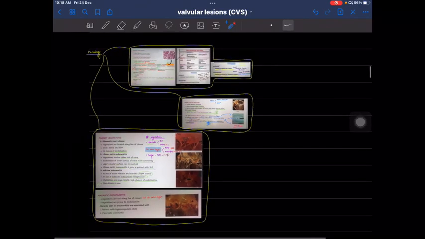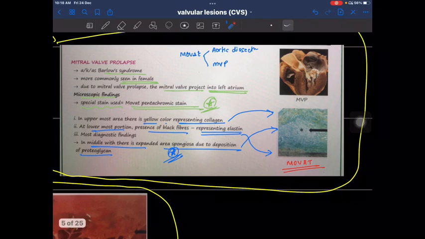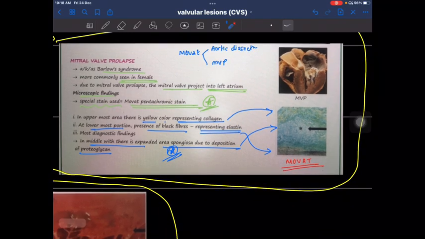And just as a last slide, for mitral valve prolapse. We'll cover this in the next part of this lecture. Basically, there is a degeneration of the valvular material. It's also called Barlow syndrome. It is called mitral valve prolapse. Most commonly seen in females. And due to this, the valve projects into the left atrium.